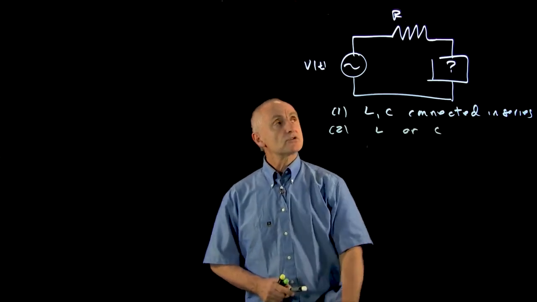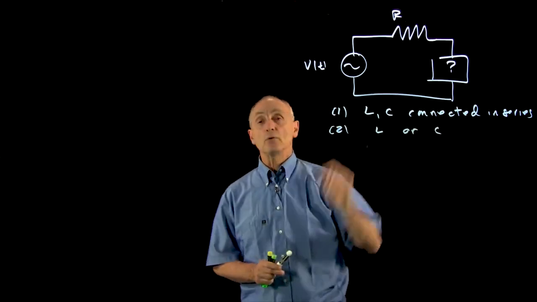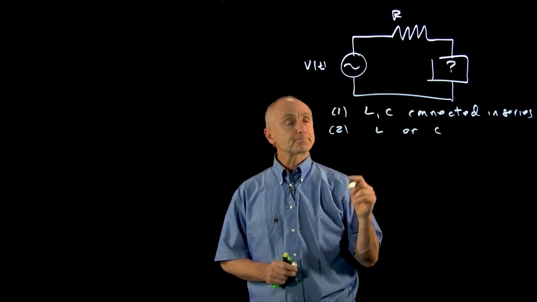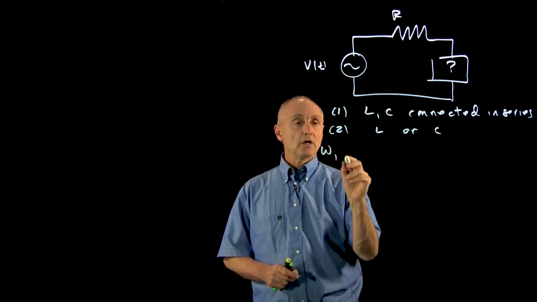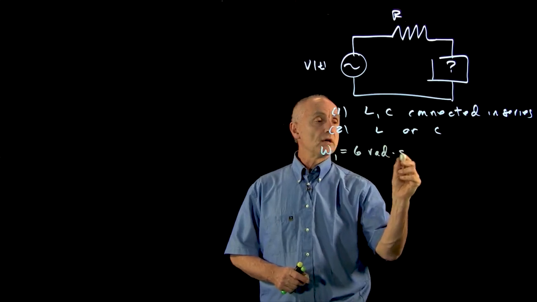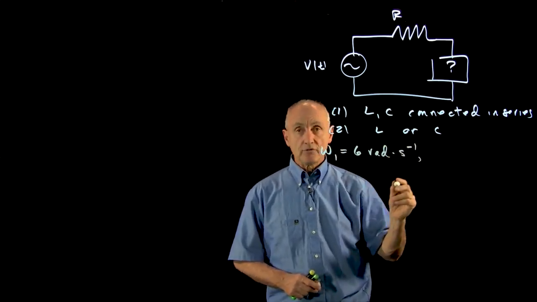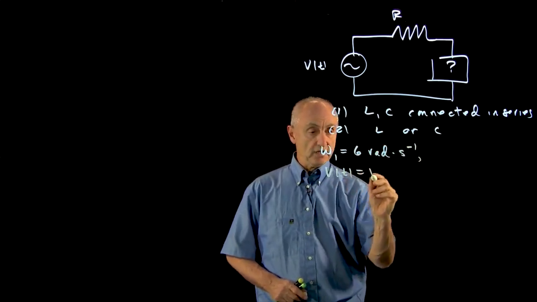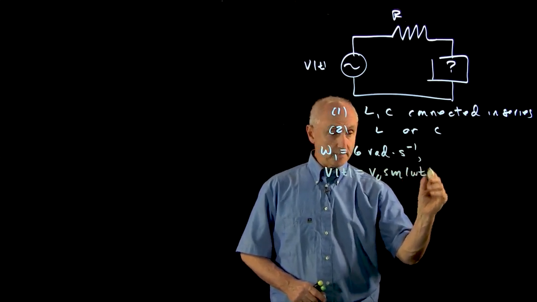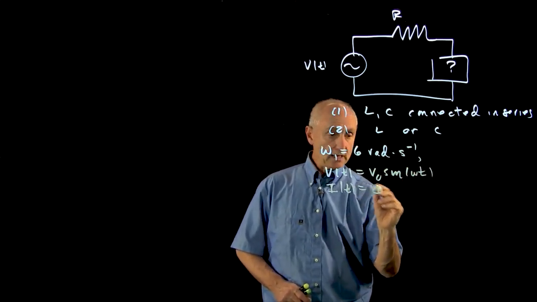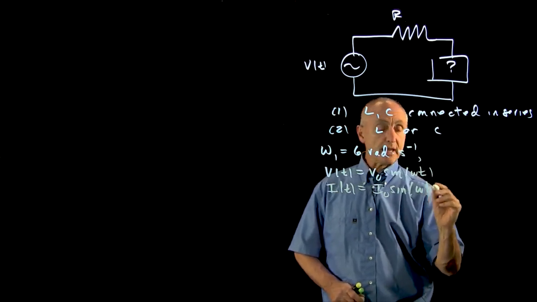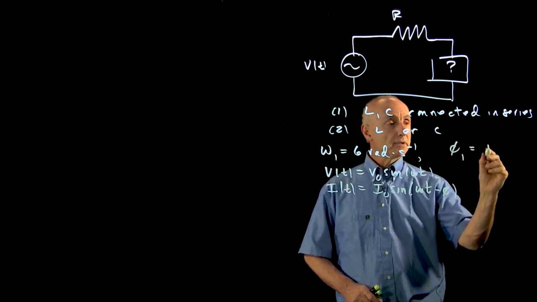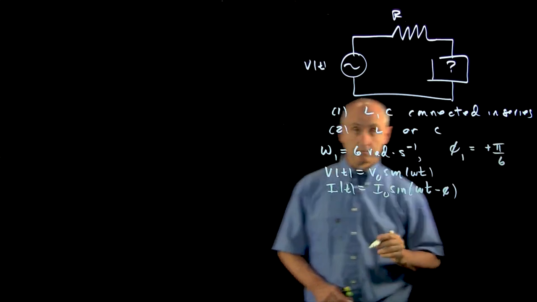What I'd like to do is try to figure out how to make some measurements and see what's in the box. So I'll make the following measurements. Suppose I measure at 6 radians per second, and I discover that the voltage, which we're going to write as V(t) = V naught sine of omega t, and our current as I naught sine of omega t minus phi, I discover that phi1 is plus pi over 6.